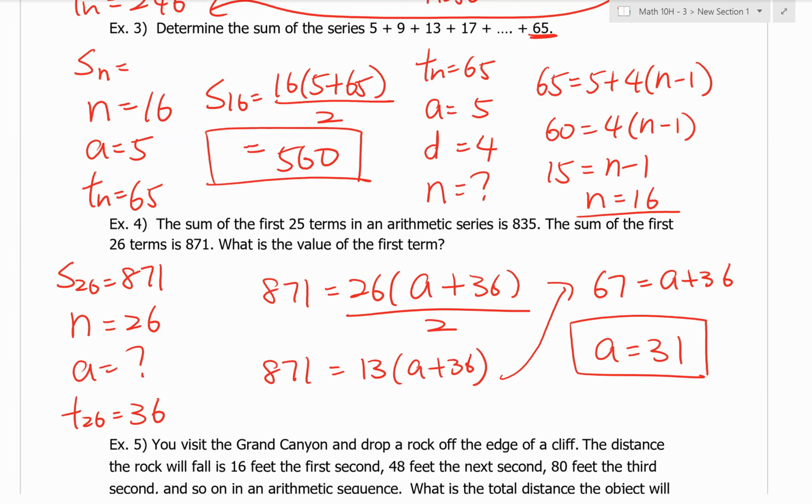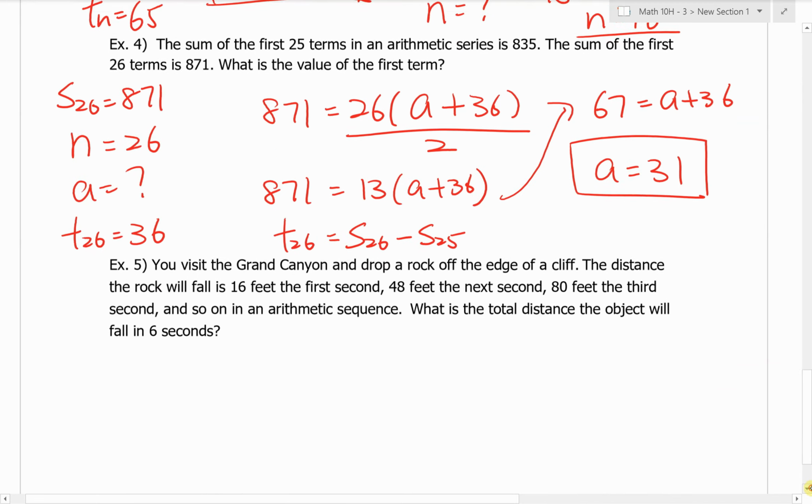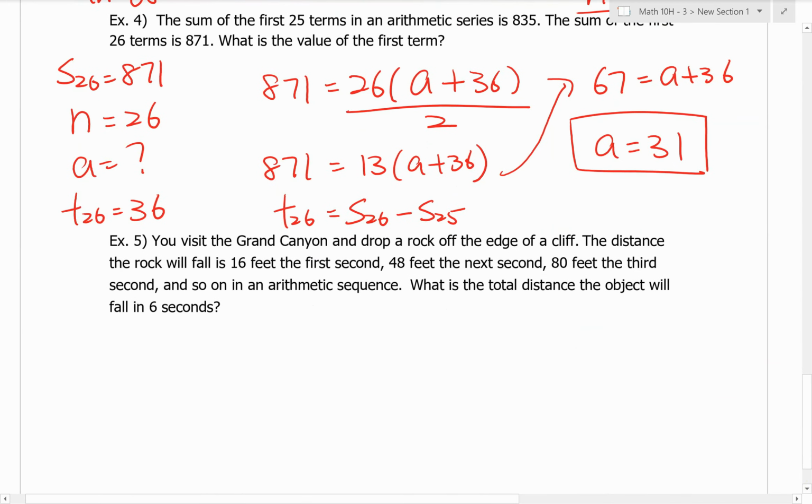will be A71. This one is a little bit different because you need to figure out what T26 is first. To do that, this is simply S26 minus S25, right? Because that's the extra term that you need to add to go from S25 to S26. The extra term that you need to add is the 26th term. So that probably is the most difficult question in this handout. If you got it, good for you. If you don't, just calm down and think about it. Maybe you'll get it. If you don't, you can always ask me again.